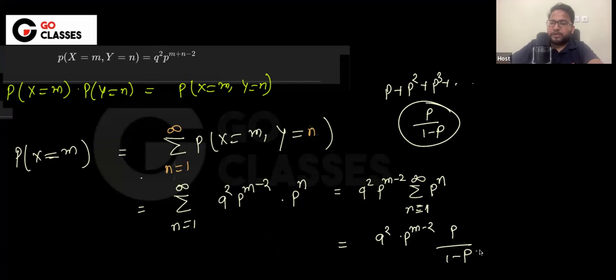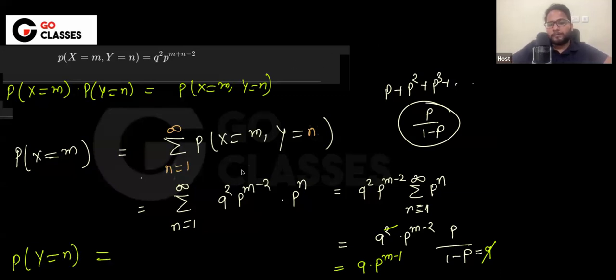1 minus p is actually q, right? 1 minus p is q. So q and q are cancelling out. So it is q into p power m minus 1, right? This q and q will get cancelled out. So it is q into p power m minus 1. Understood? Similarly, you find out the probability of y being n. Just give it a try. Just see if you are able to do it. So how will we be doing it?